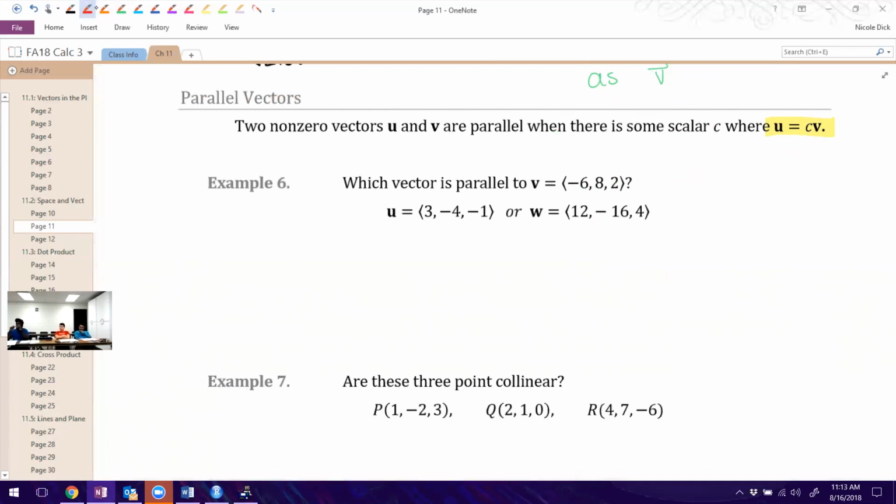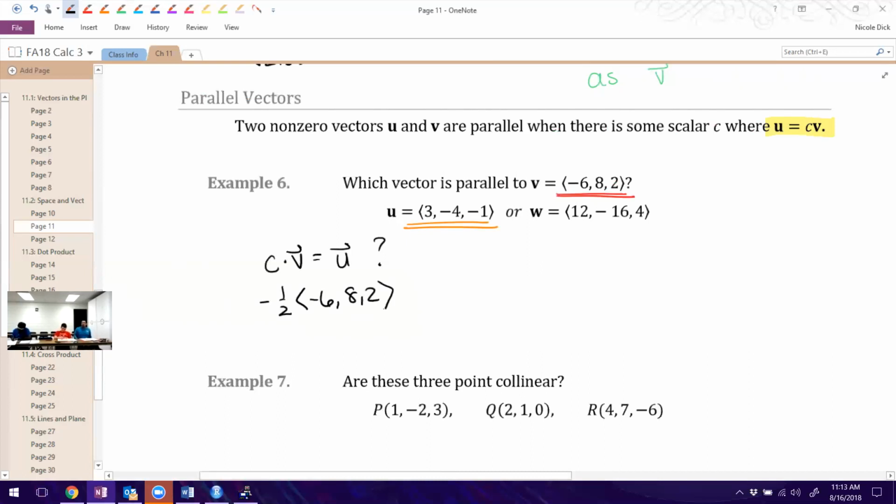So there's no real magic to doing this. Just look component by component at these two vectors. We start with v. Is there something times vector v that equals vector u? That's the question we're trying to answer. Starting with negative 6, times what gives us 3? Negative 1/2. So let's try negative 1/2 and see if that works for everything.